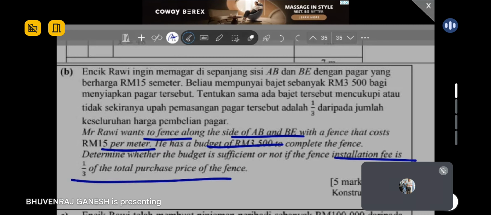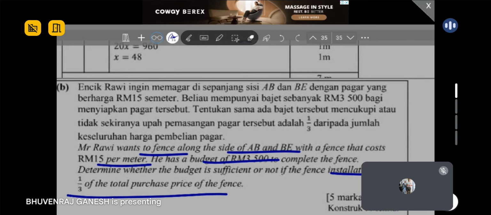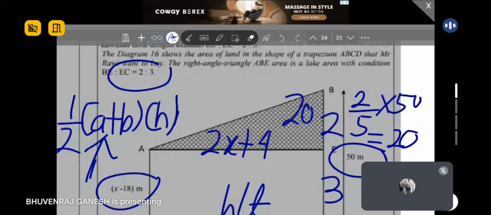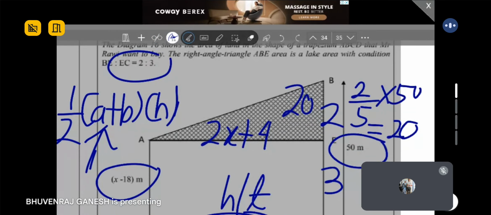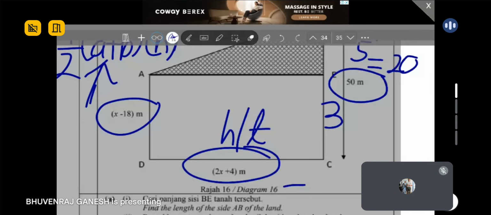Okay, so now, first step, you must count the length. Kamu kena cari panjang. Okay, so they say AB and also BE. First step, AB sama dengan berapa guys? May I know? X tadi kamu dah dapat nilai. Am I right? X equal to 48.